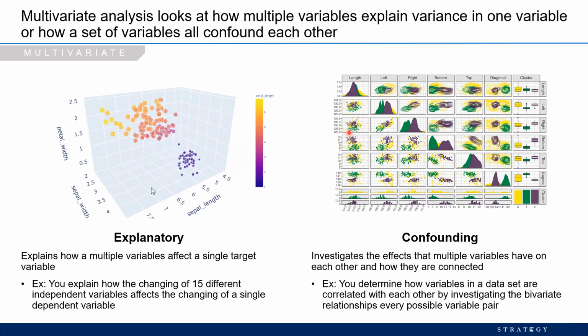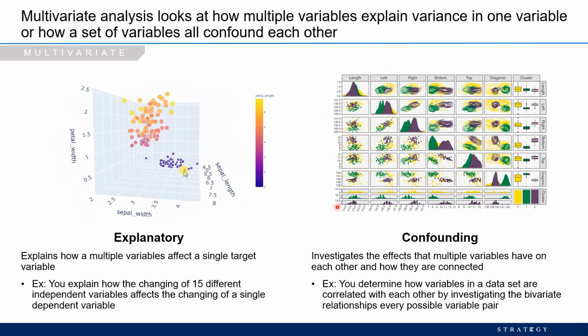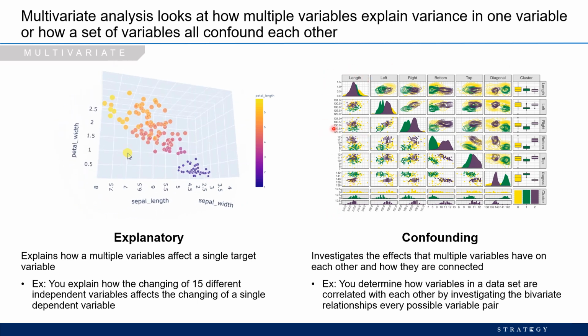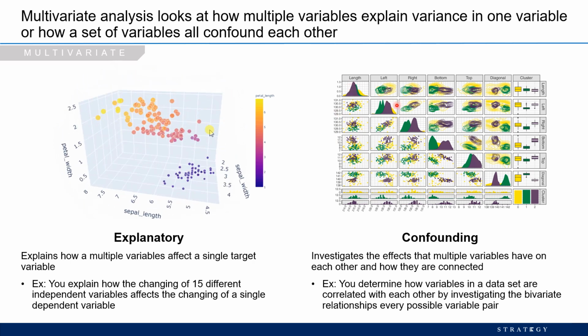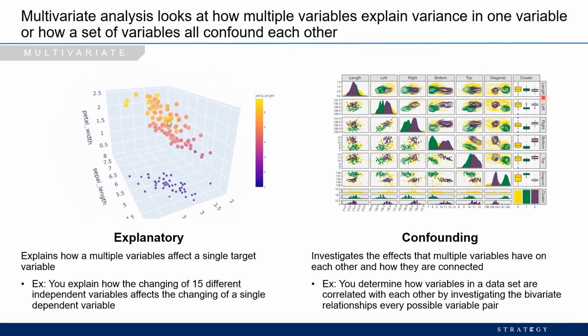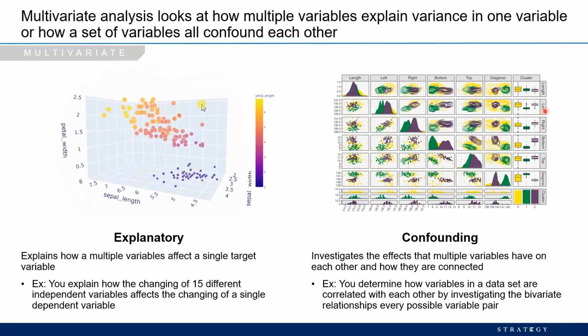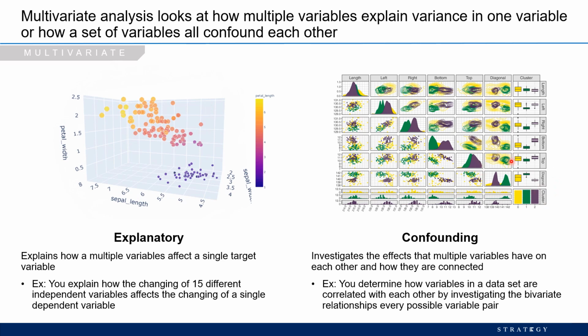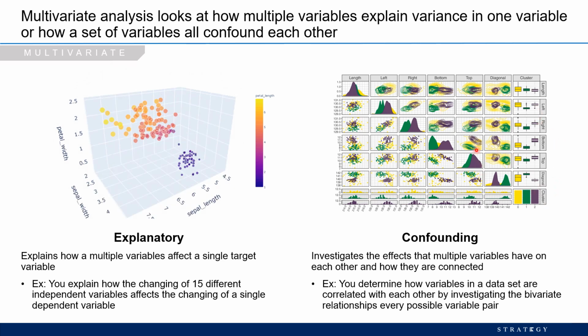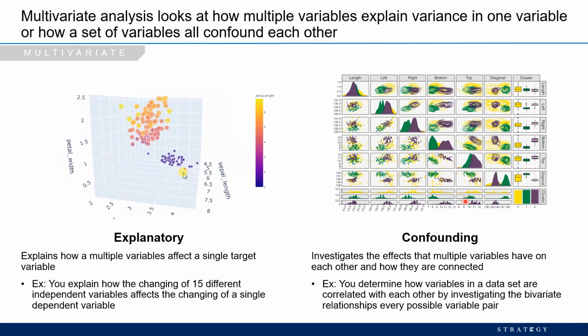With confounding analysis, you usually do a pair plots chart like this. What this chart does is it basically does bivariate analysis for every single variable, and it looks at how every different variable relates with each other, and you can start to see the different distributions and the relationships that all the different variables have with each other.